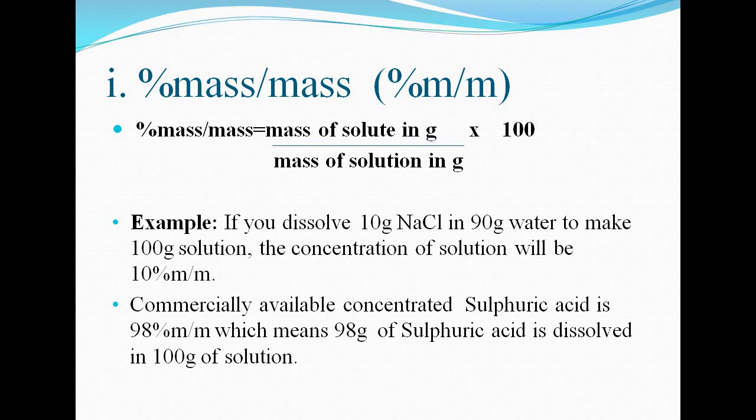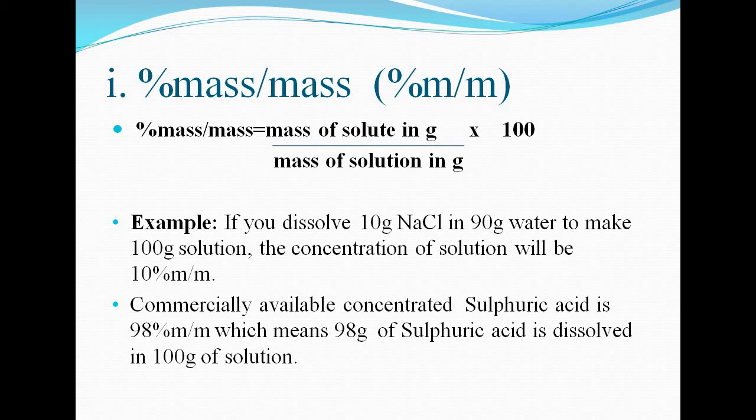If you dissolve 10 gram of NaCl in 90 gram of water to make 100 gram of a solution, 10 gram is solute NaCl, 90 gram water is solvent, and total mass of solution is 100 gram. So what is the concentration of solution? It will be 10% mass by mass. This value 10 is of solute that is present in 100 gram of solution. Whole 100 gram of solution contains 10 gram of NaCl. That's why it is expressed as 10% m by m.